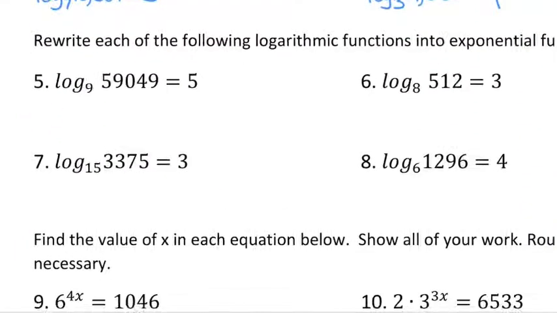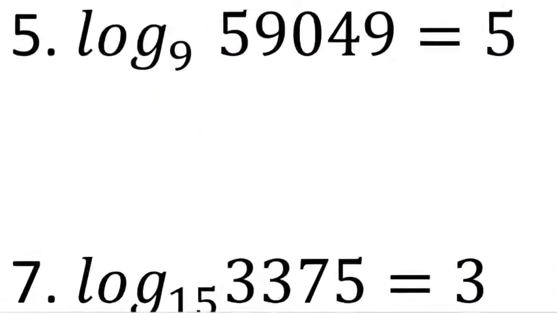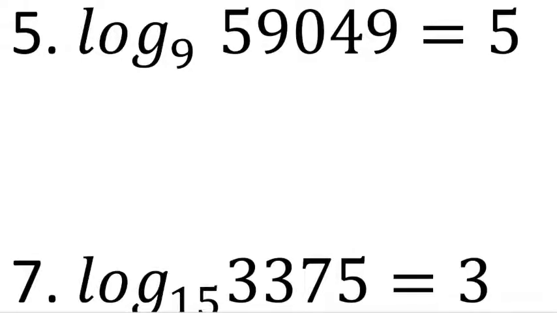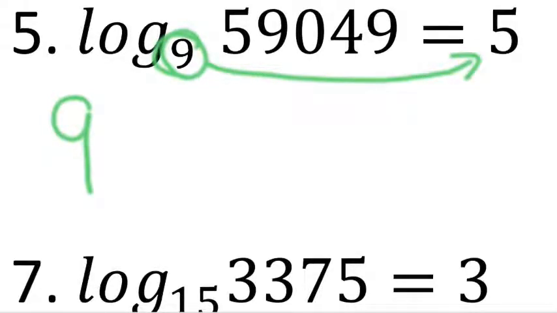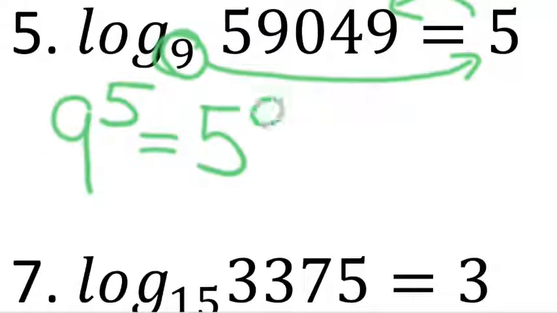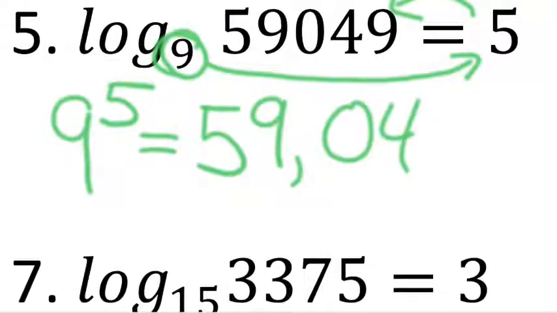Then we've got to start with our log forms and change them into exponential form. So same thing to remember is that whatever the base is going to stay our base. So for number 5, the base of our log is 9, so the base of our exponent is going to be 9. We're going to raise that 9 to the exponent, or the power of 5, and then we're going to make it equal to whatever we took the log of, 59,049, and there's our exponential form.